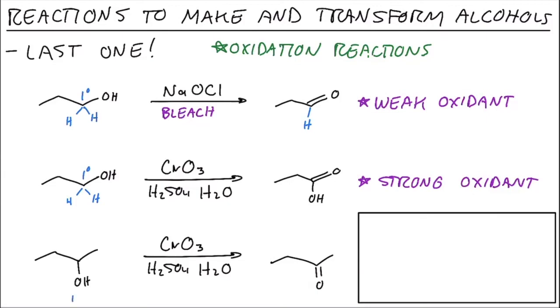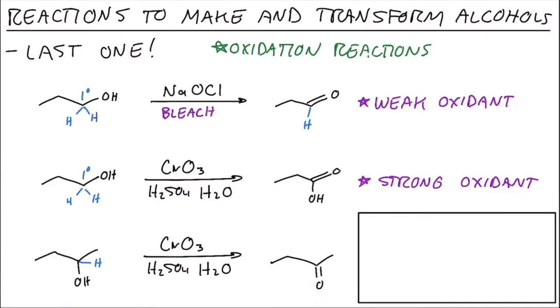Because this is in the number 1 oxidation state, this compound is only in the 2 oxidation state. Why is that? It has to do with the number of hydrogens here, right? There is only 1. Since that is a secondary alcohol, there's only 1 hydrogen, so it can only go up 1 oxidation state.